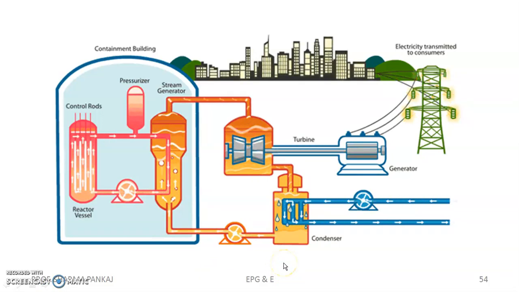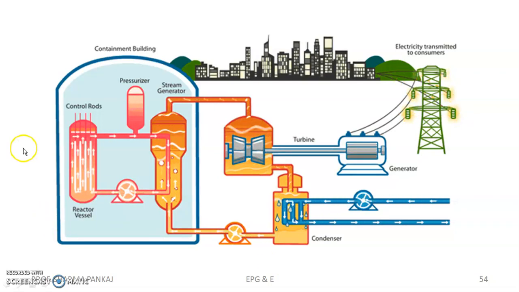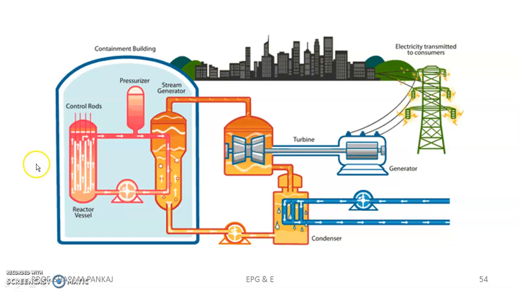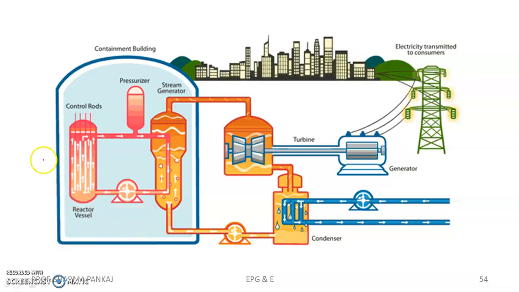Dear students, we have seen this in a block diagram. This is your working diagram. You can see and you can analyze how it is actually working. This is your control rods. This is your containment building. This is your pressurizer. This is steam generator.